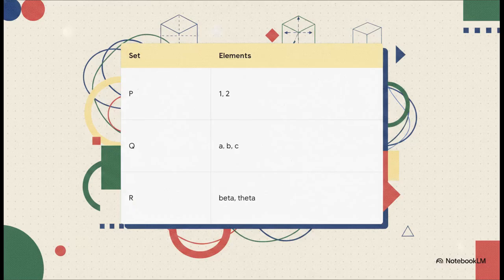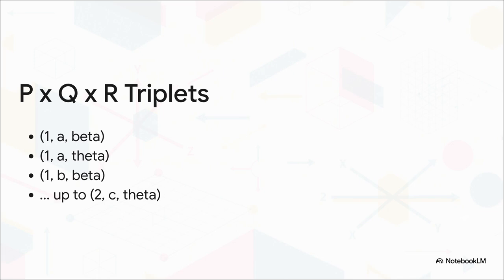Okay, let's look at a real example using 3 totally different sets. Set P contains the numbers 1 and 2. Set Q is filled with the letters A, B, and C, and set R has 2 Greek symbols, beta and theta. Our goal here is to multiply P, Q, and R together. So how do we build this? Well, we just trace the logical flow.